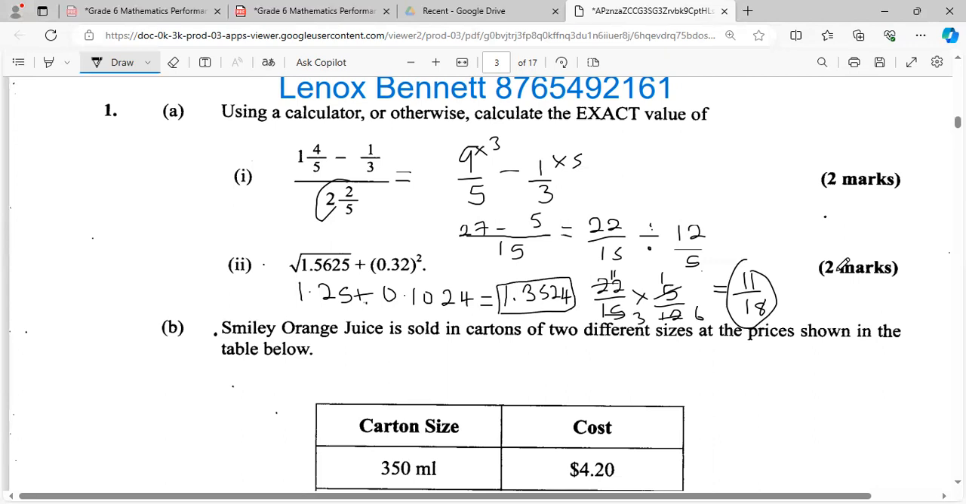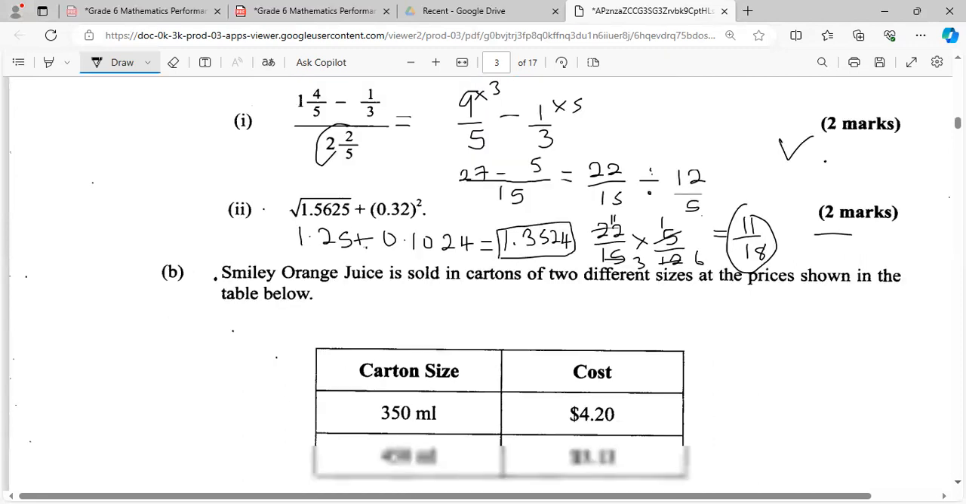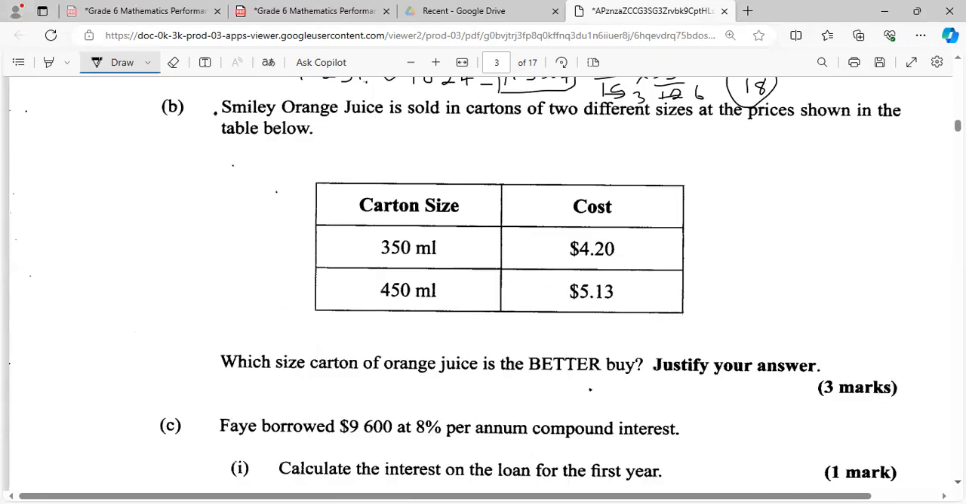So far guys, out of the 11, you would have gotten 2 marks for this. Remember, you're encouraged to try the questions before. Alright? So it says now, Smiley Orange is sold in cartons of 2 different sizes at the price shown in the table below. The 350 milliliter carton costs $4.20, while the 450 milliliter carton is sold for $5.13. Which size carton of orange juice is the better buy? And for 3 marks, you should justify your answer.